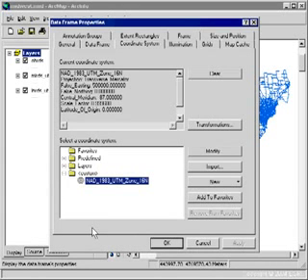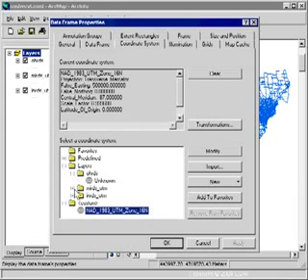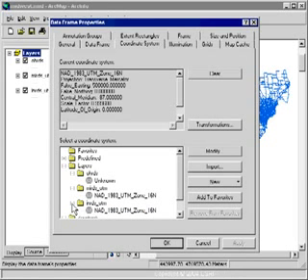So I've opened up the data frame properties, and I'm on the coordinate system tab. In this upper left box is the current coordinate system of the data frame, and the name of the coordinate system is also listed in the bottom left box under the custom directory. There's a few other directories here: favorites, predefined, and layers. I'm going to open up the layers directory, and you can see each of the layers is listed in ArcMap. If I now select these, the name of their coordinate system is listed.